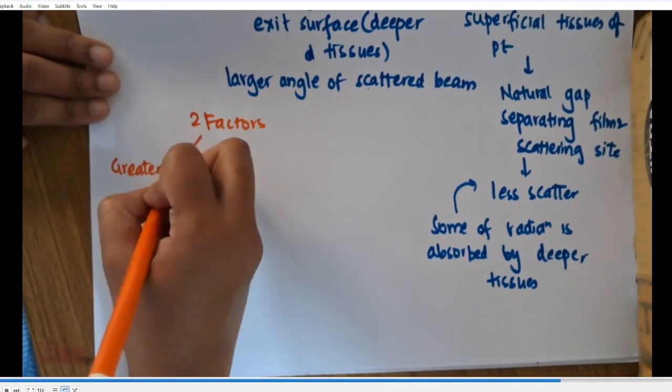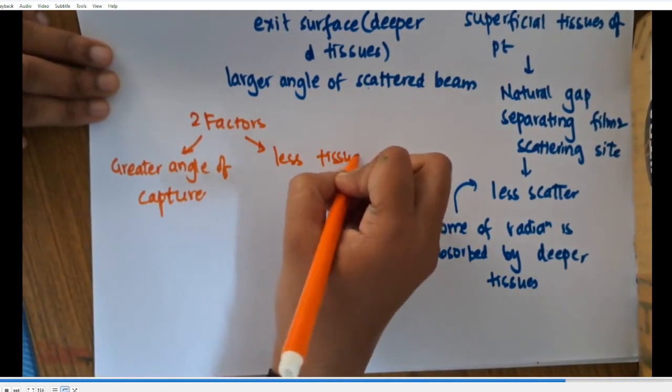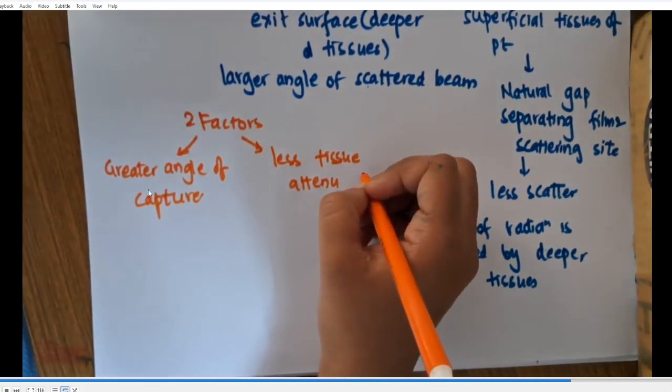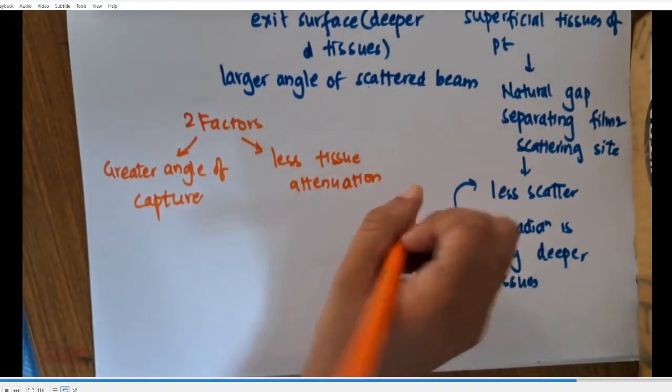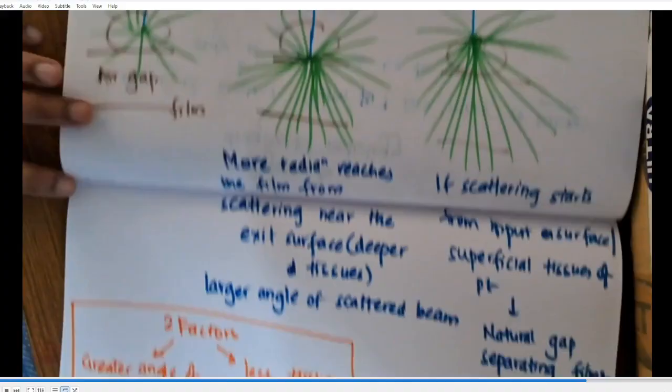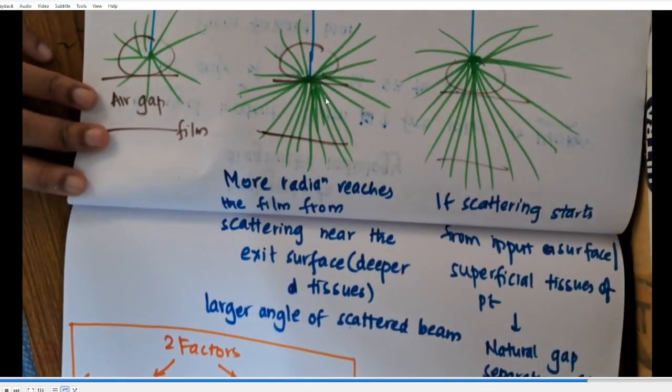One more important thing is that there are two factors which can be seen here. At the exit surface, there are mainly two factors: one, angle of capture, and second, less tissue attenuation. So there are two factors which affect this scattering, which are angle of interception and less tissue attenuation. For deeper structures, there is a larger angle of the scattered beam, whereas for nearer structures, that is, for the entry site or superficial structures, there is a smaller angle of interception.